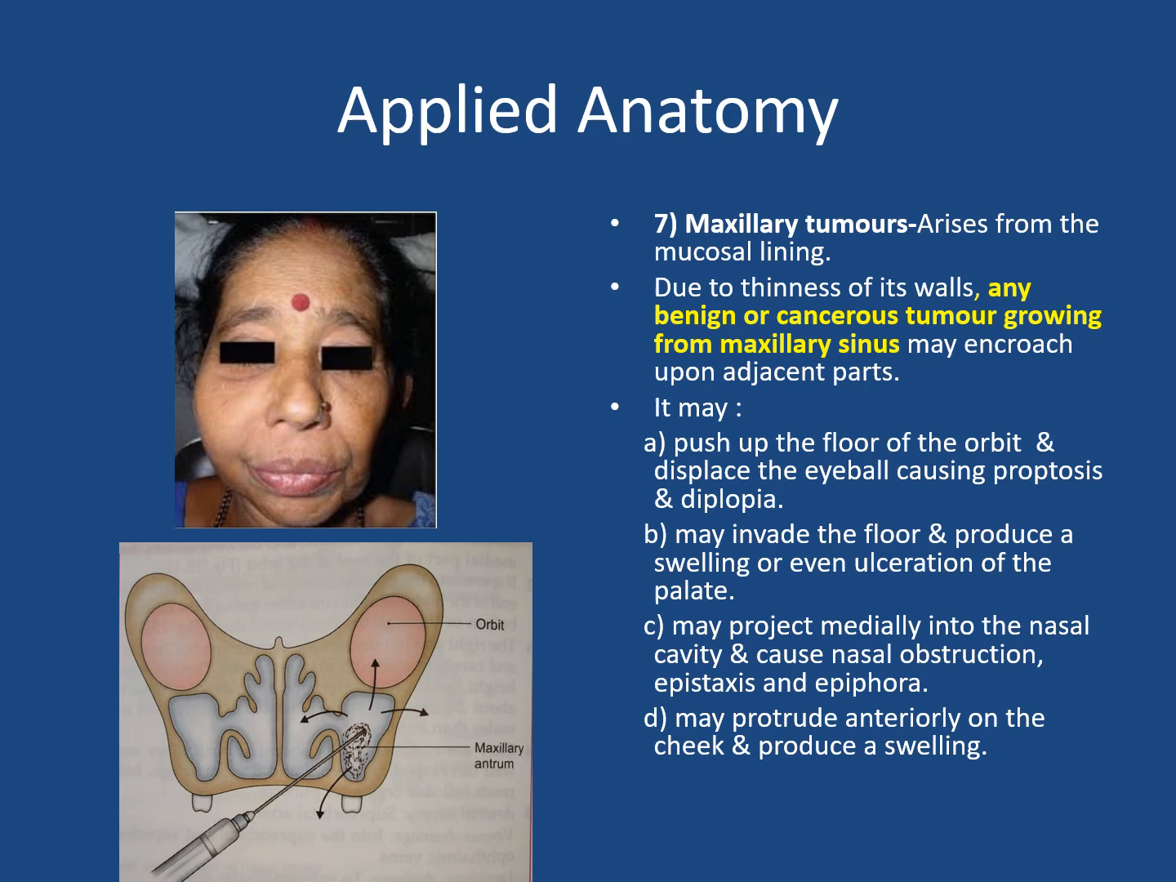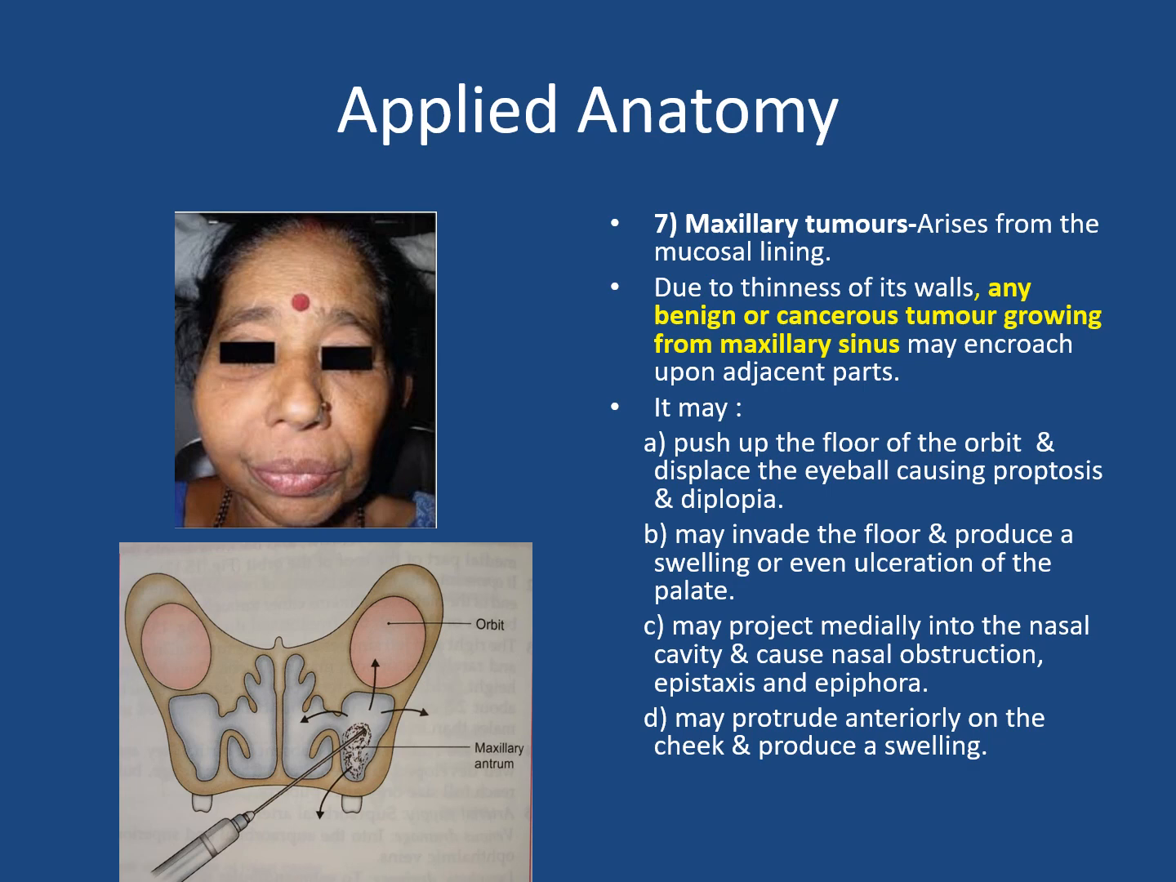Now coming to maxillary tumors. Tumor, you know, means any swelling. So maxillary tumors, remember, among all the paranasal sinuses, tumors usually occur in the maxillary air sinus. These maxillary tumors arise from the mucosal lining of the sinus. Now due to the thinness of its walls, any benign or cancerous tumor growing from the maxillary sinus may encroach upon the adjacent parts.